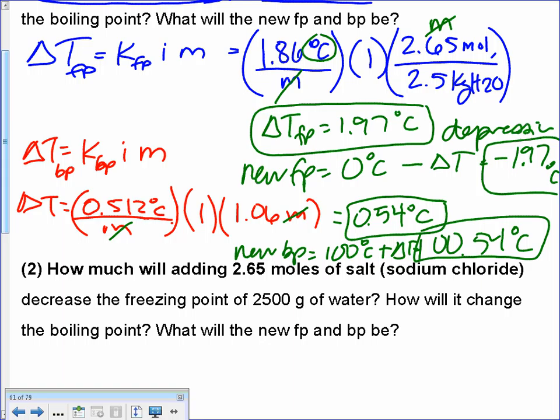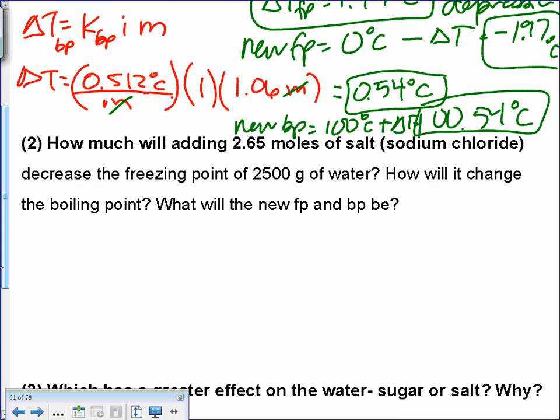Who feels okay with this? Delta T? As long as you can recognize your information, you should be in good shape. Go ahead and do number 2.